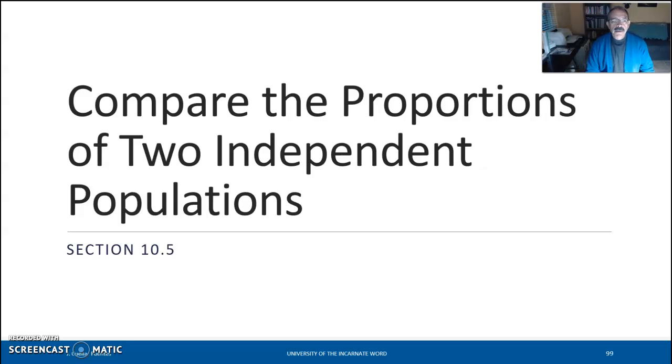This is part 11 of the Module 9 lecture. In this part, I'm going to introduce the comparison of the proportions of two independent populations. Again, this topic is discussed in your textbook in section 10.5.